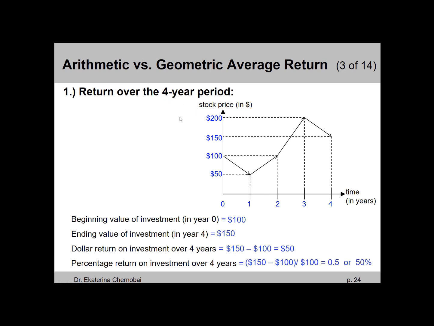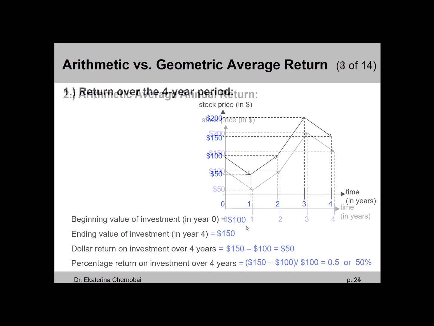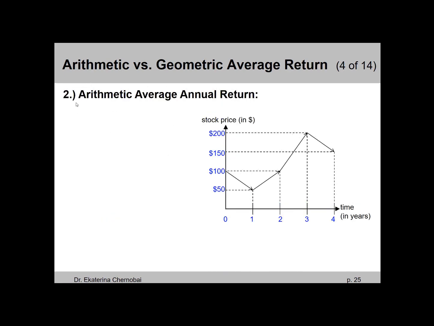So the point of this question was to show you that we can calculate the return over 1 year or 4 years or 100 years. It doesn't matter. But usually what we are interested in finance, in the textbook, in real life, is how much you earn on a per year basis. And that takes us to questions 2 and 3.